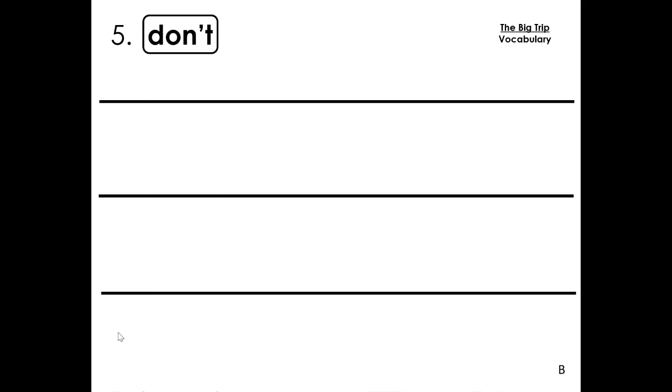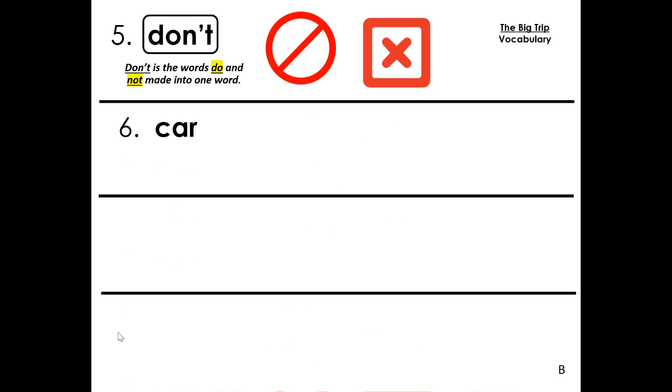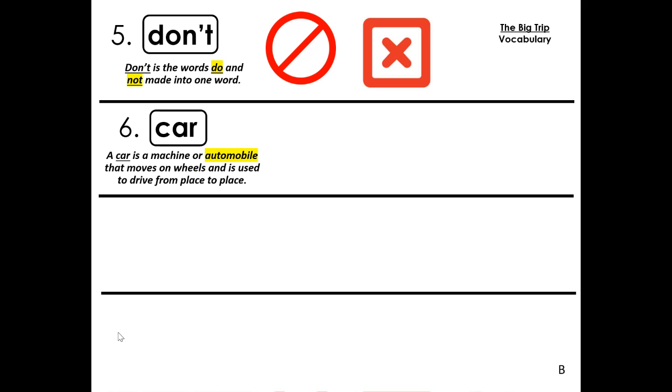Number 5, don't. Don't is the words do and not made into one word. It's called a contraction with an apostrophe where the missing letter is. Number 6, car. A car is a machine or automobile that moves on wheels and is used to drive from place to place.